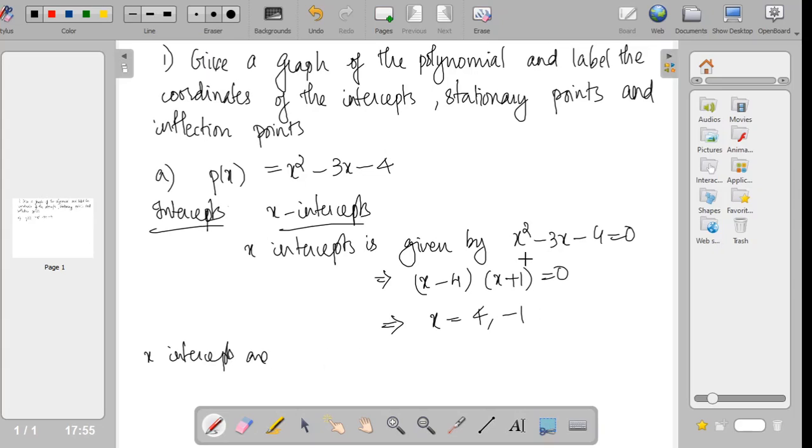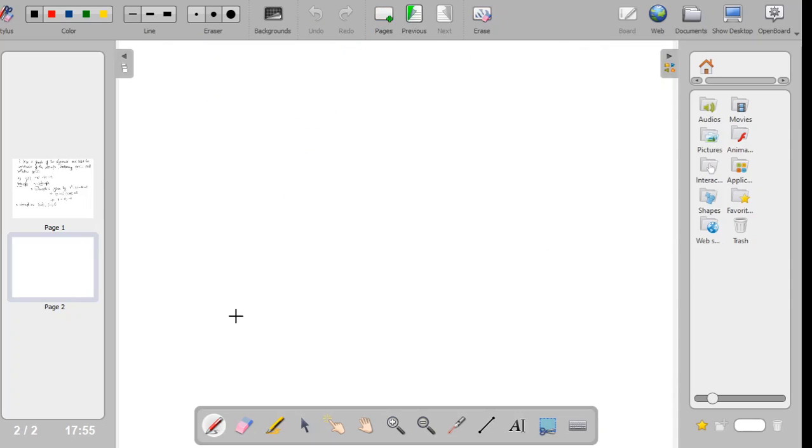When x is equal to 4, the function value will be 16 minus 12 minus 4. Sorry, we do not need to find that, because these are x-intercepts. At x-intercepts the y coordinate is always 0. So 4, 0, then minus 1, 0. So these are the x-intercepts, and next we will find out the y-intercept.